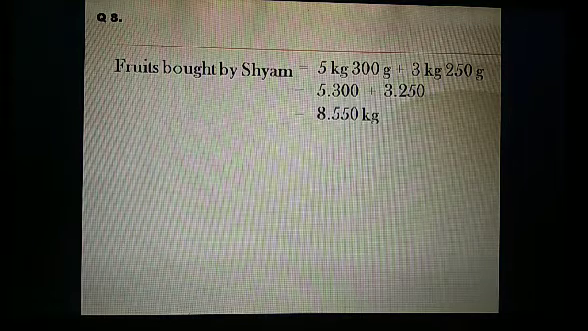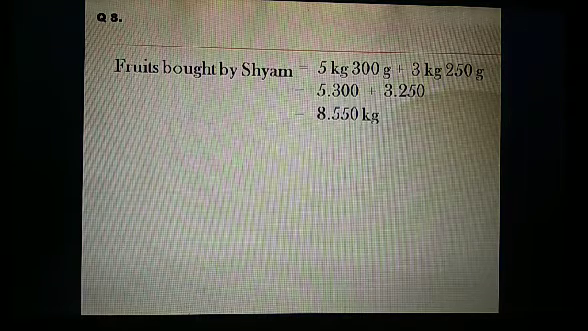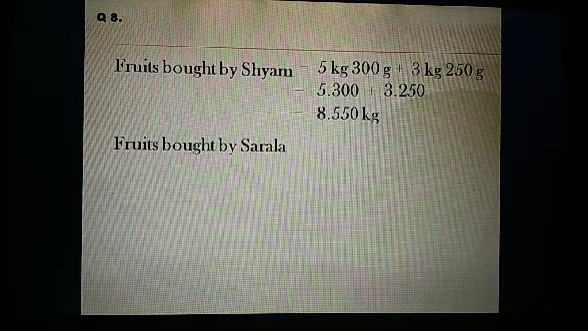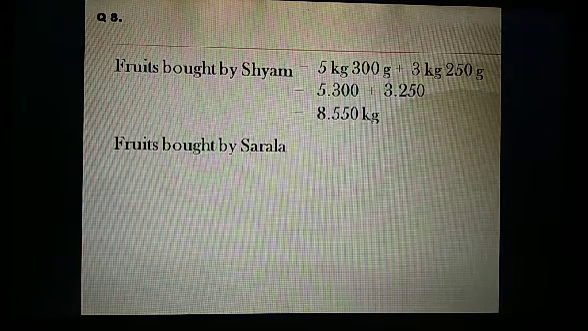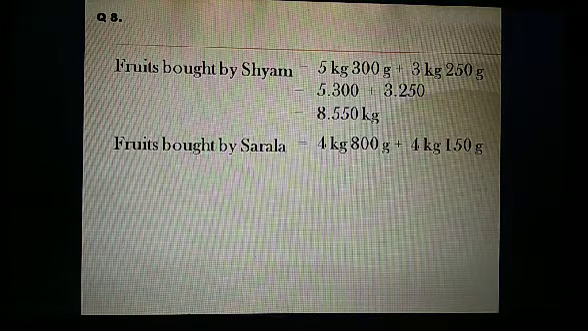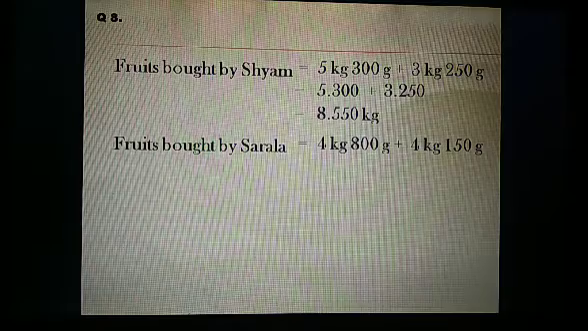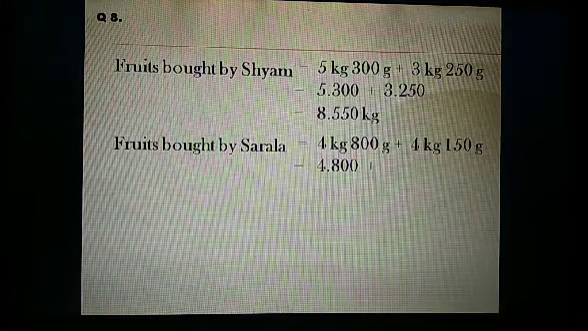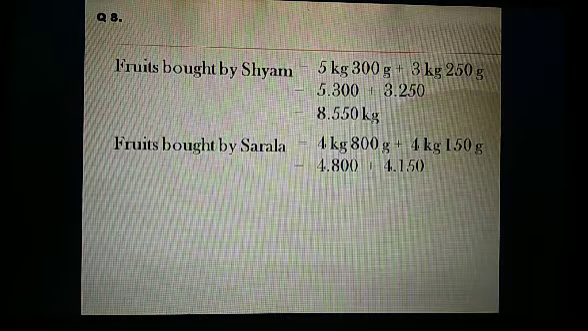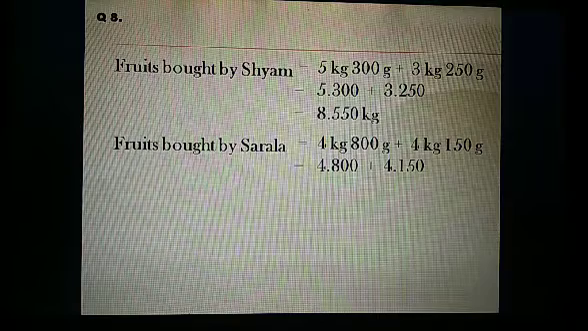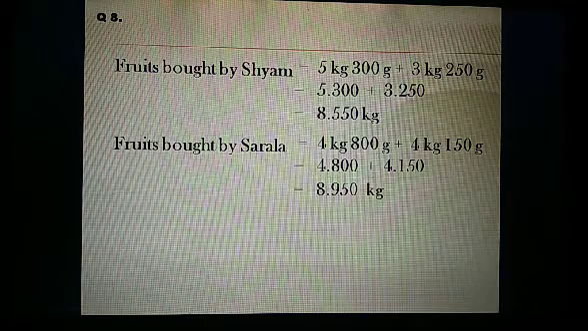8.550 kg. Moving to the next case, Sarla bought 4 kg 800 grams oranges and 4 kg 150 gram bananas. Now again converting the two in kg, first you will write 4.800 and 4.150. Add them, again decimal part first and then the whole.